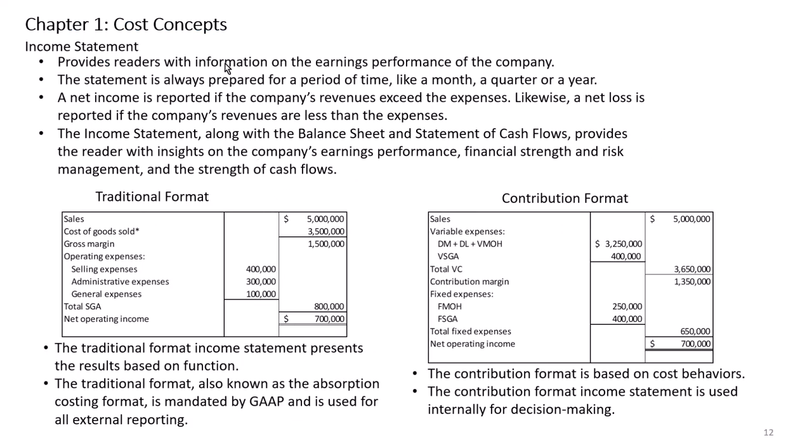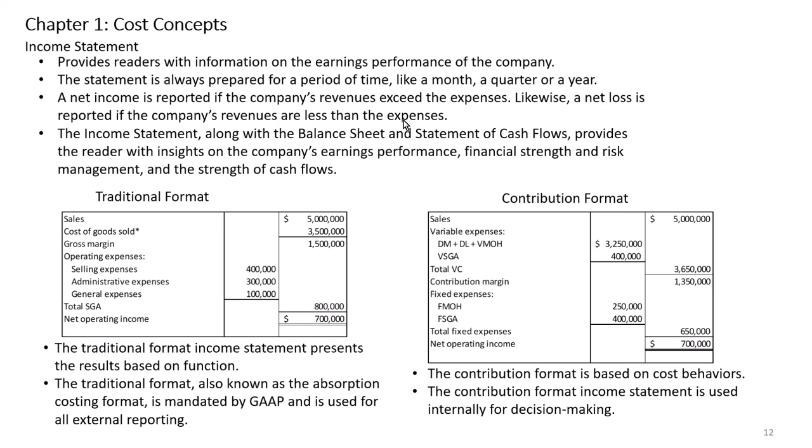The final learning objective for this chapter asks that you be able to prepare income statements using the traditional and the contribution format. As you learned in financial accounting, the income statement provides readers with information on the earnings performance of the company. The statement is always prepared for a period of time, like a month, a quarter, or a year. A net income is reported if the company's revenues exceed the expenses. Likewise, a net loss is reported if the company's revenues are less than the expenses.